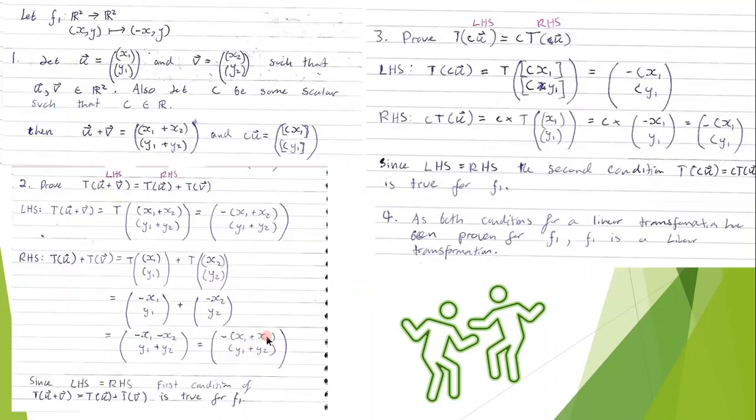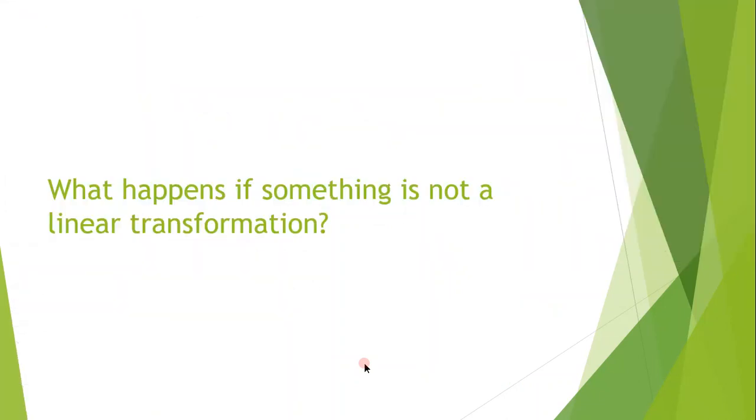So this is what your working out should look like, which is really important to have structure and notation, so make sure you practice and get the hang of all of the steps, but I'm sure you guys have gotten that. So what happens if something is not a linear transformation? What's it going to look like? What do we do? That's a great question.